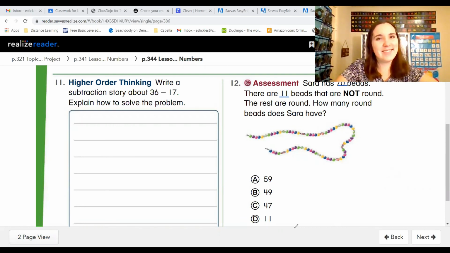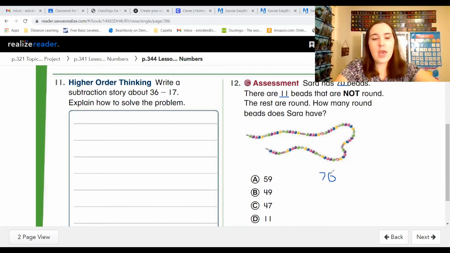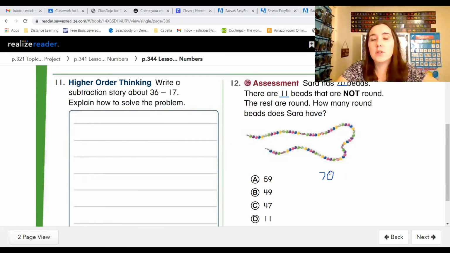Okay, so I know that she has 70 beads in all. And I know that 11 of them are not round, and she wants to know how many are round. So to find out how many are left that are round, I need to subtract my 11 that are not round. So if I do that, I know that I need to regroup because I have 0 ones, but I want to take 1 away. So I'm not going to draw a picture for this. I'm just going to kind of do it in my head, start doing some mental math.